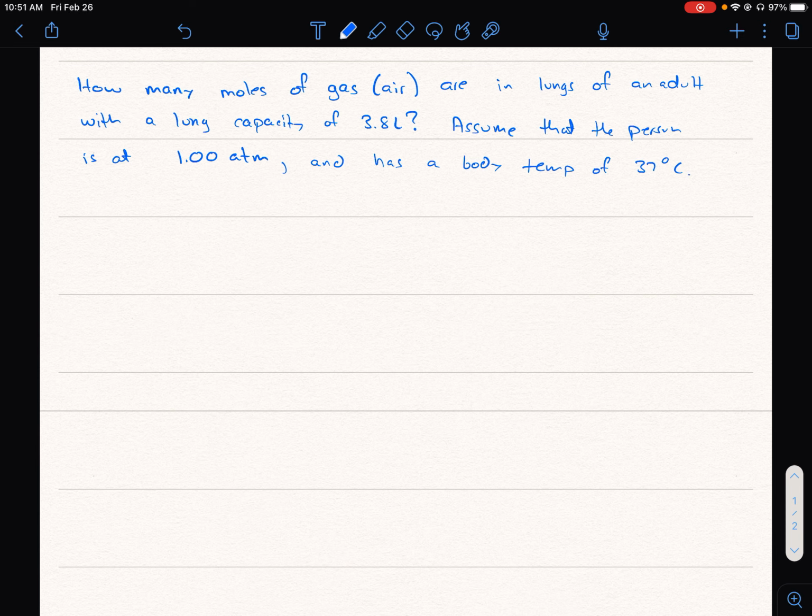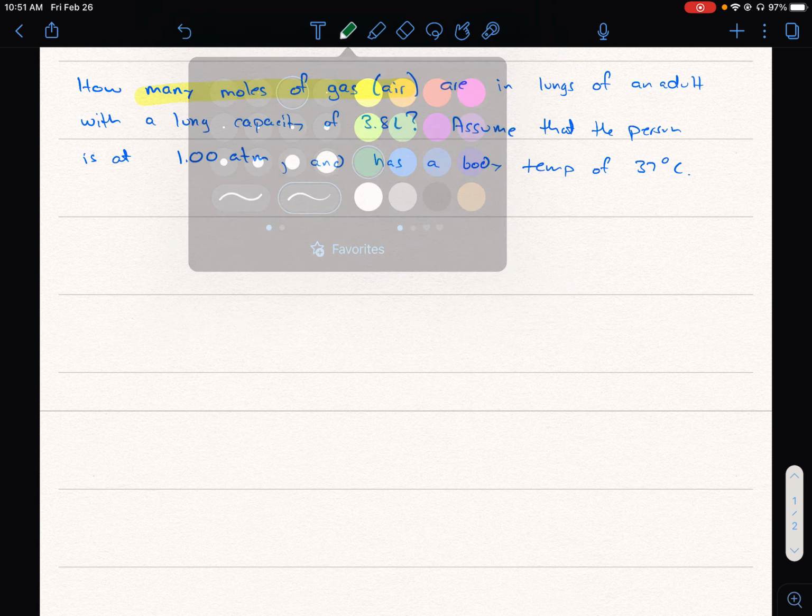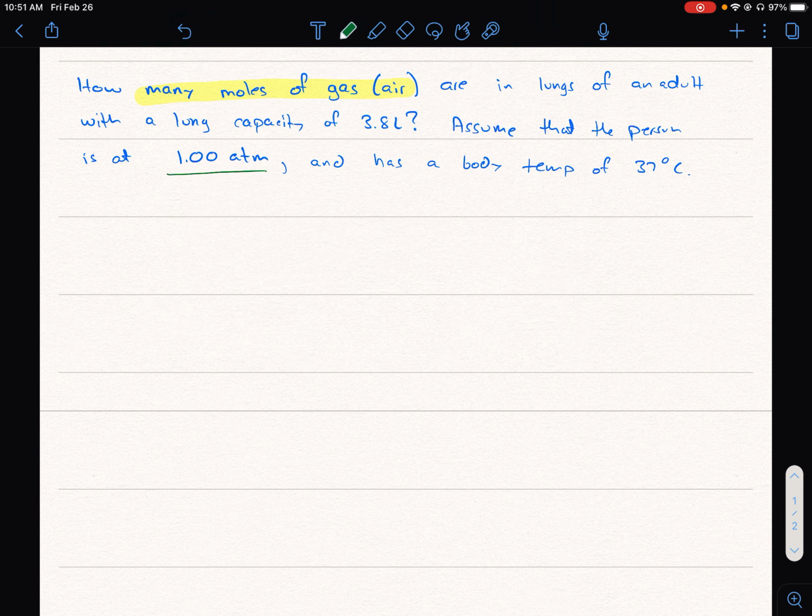Okay, so here's our problem. So again, whenever we have a problem like this, I like to dissect it and say, what are we looking for? We're looking for moles, so how many moles? All right, so we are given, we can dissect the problem and say, what are we given? We're given a pressure, we're given a volume, and we're given a temperature. And so we're going to use the ideal gas law, PV equals nRT. We're looking for moles, so we want to say n is equal to PV over RT.